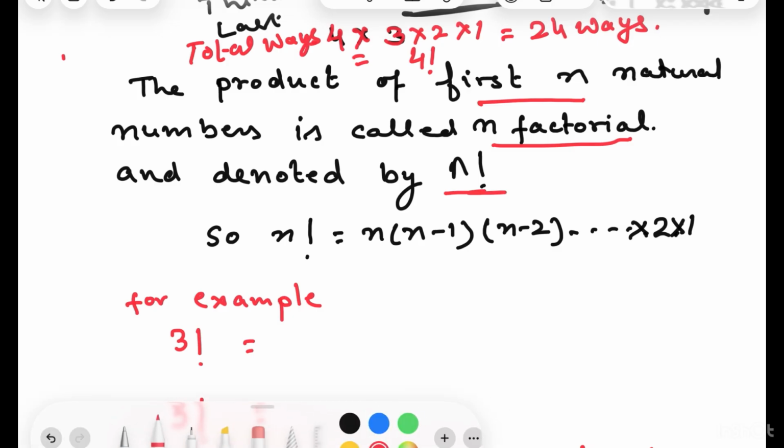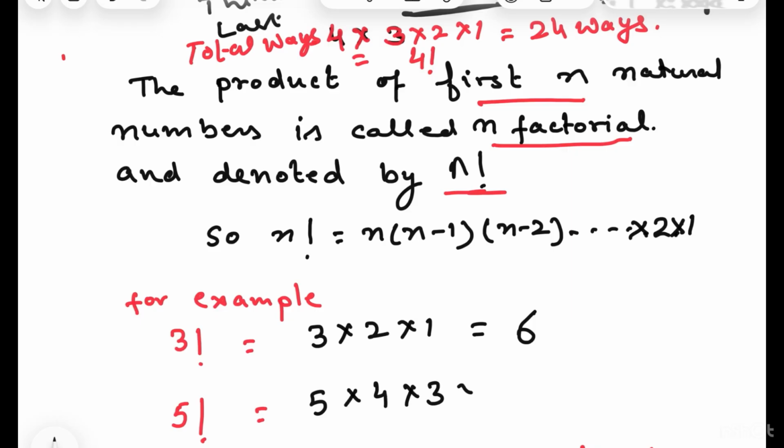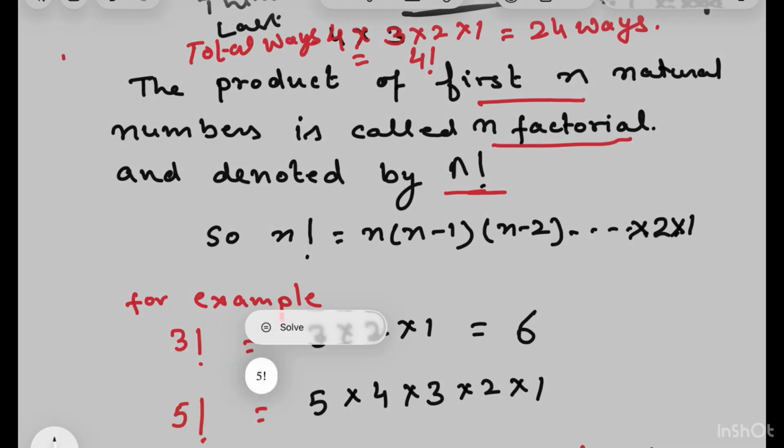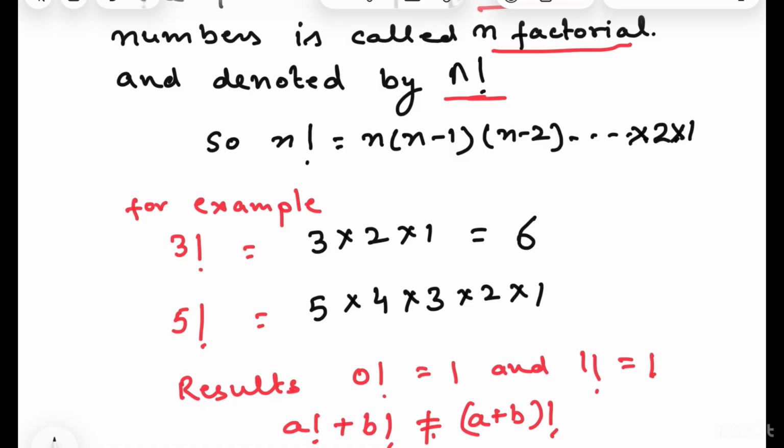So for example, what is 3 factorial? 3 factorial is 3 into 2 into 1. This is equal to 6, right? 6 is the answer. 5 factorial is equal to 5 into 4 into 3 into 2 into 1. जो नंबर लिखना है हम उससे शुरू करके एक एक minus करके लास्ट में 1 तक पहुंच जाएंगे, right? So this is 5 4 ज़ा 20, 20 3 ज़ा 60, 60 2 ज़ा 120, right?